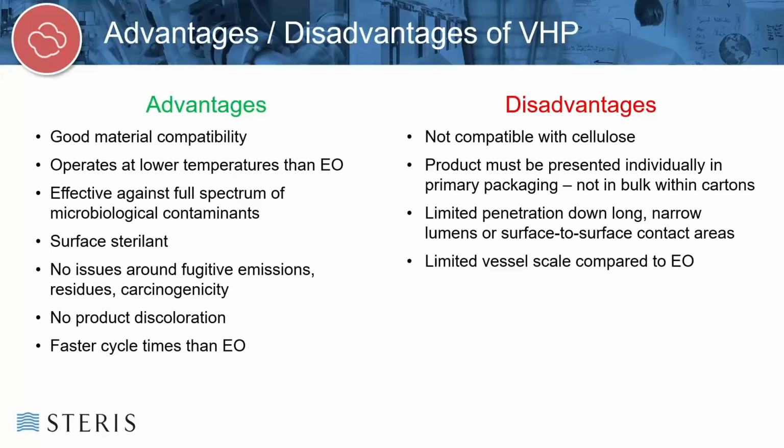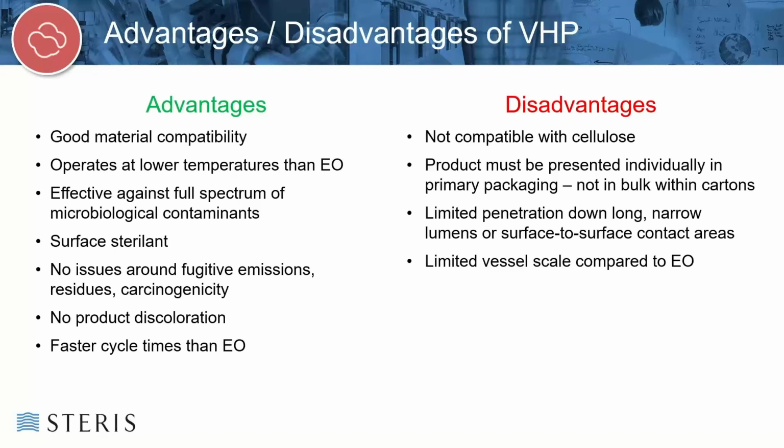Another disadvantage then is around the limited penetration of VHP down long, narrow lumen surface contact areas of devices. So again, if you have a 2 or 3 foot long lumen that's only a couple of millimeters wide, or a lot of small gaps in surface to surface contacts in your product, VHP will struggle to get through those. And there are some ways of getting around it, like increasing the number of pulses you use, but VHP will always struggle with those kind of things.